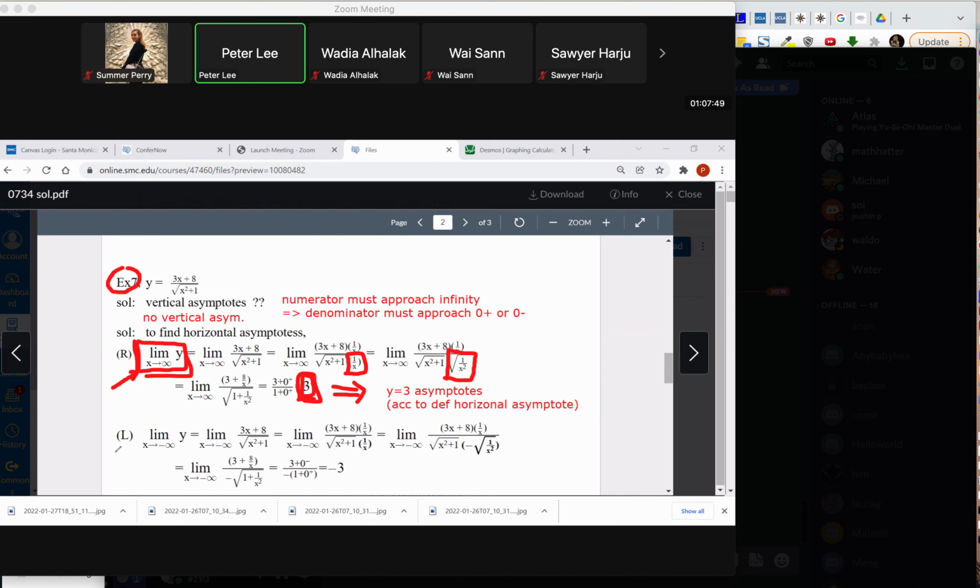This is good. But if you look at the left-hand side, where x goes to minus infinity, that means x is less than 0. When x is less than 0, the weird thing happens. This is 1 over x here, and this 1 over x now becomes minus at this point. Sometimes this is called a mysterious minus.